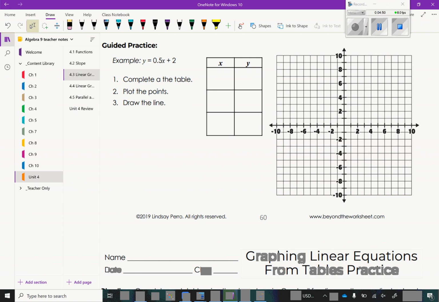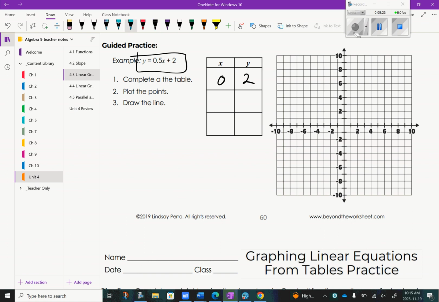Let's complete this table. Again, we can substitute whatever we choose. The easiest number, again, when it's in this form here, where it's solved for y, the easiest thing to do is substitute a value for x because it's already telling you what your y coordinate is. So if I take half of 0, that's still 0. 0 plus 2 is 2. So I need to plot the point 0, 2.